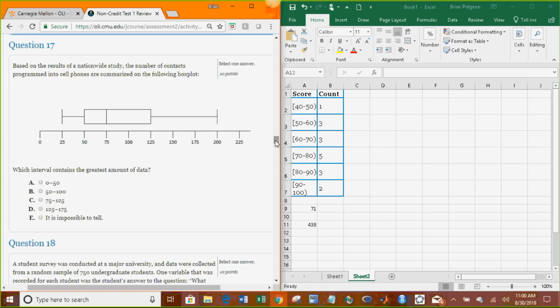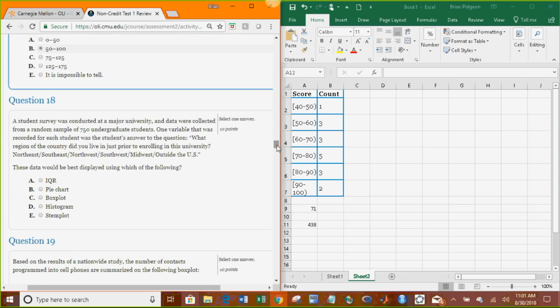All right. Which interval contains the greatest amount of data from the box plot? So we're looking at 0 to 50. Because the whisker stops at 25, 0 to 50 only contains 25% of our data. 50 to 100 would be 25% plus whatever amount is up until 100. 75 to 125 is only 25% of our data. And then 125 to 175 is going to be a little less than 25%. So I'm going to just go ahead and say that's 50 to 100.